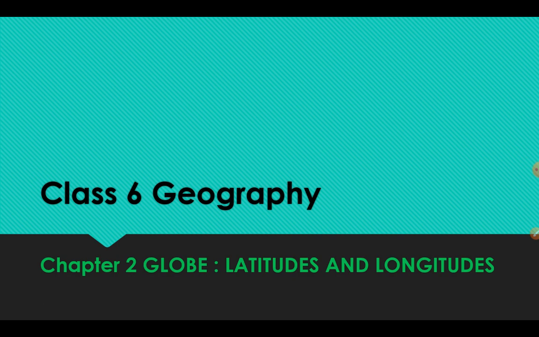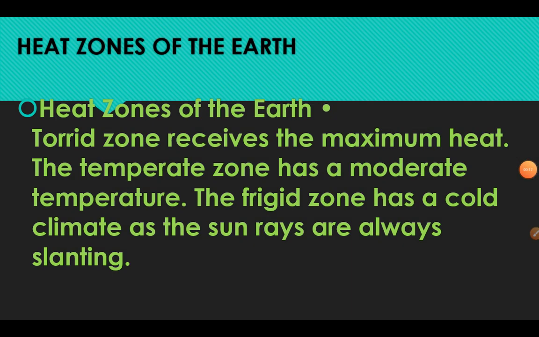Today, I am going to explain chapter number 2, Globe, Latitudes and Longitude, Class 6 Geography. Students, in the previous classes, I explained globe, longitude, latitude and equator. Today, I am going to explain the heat zones of Earth.